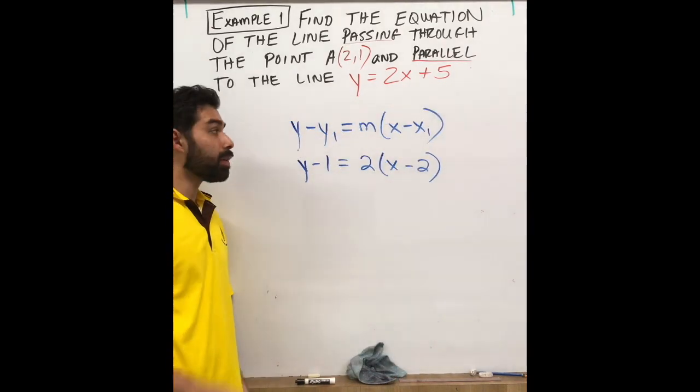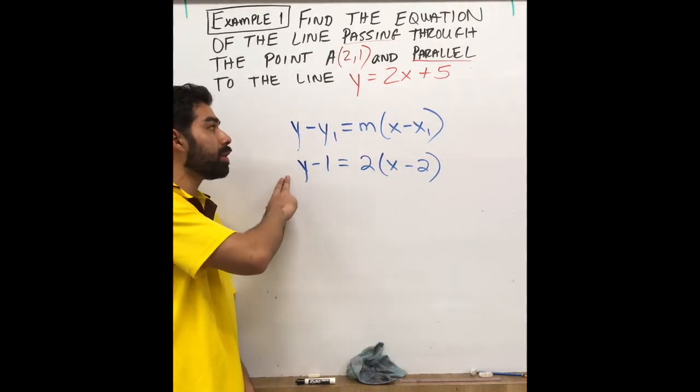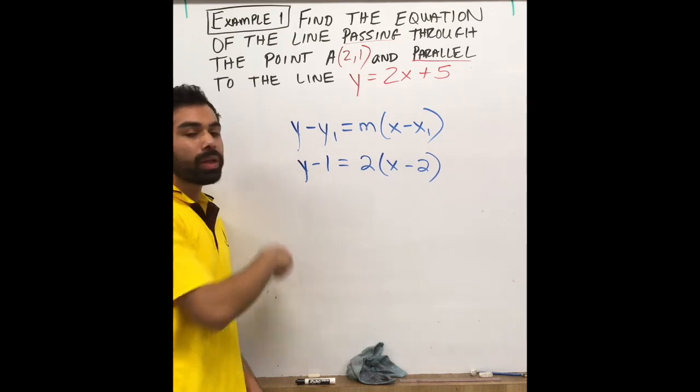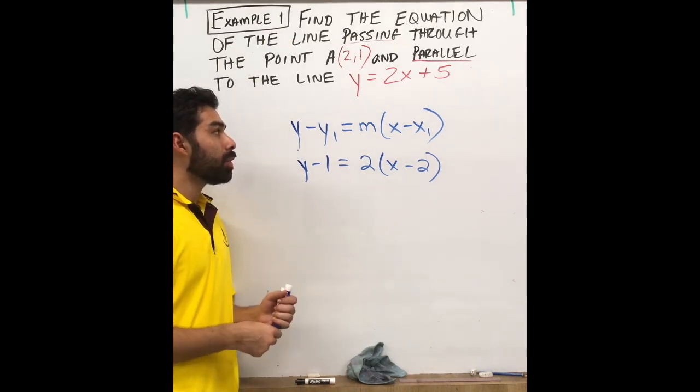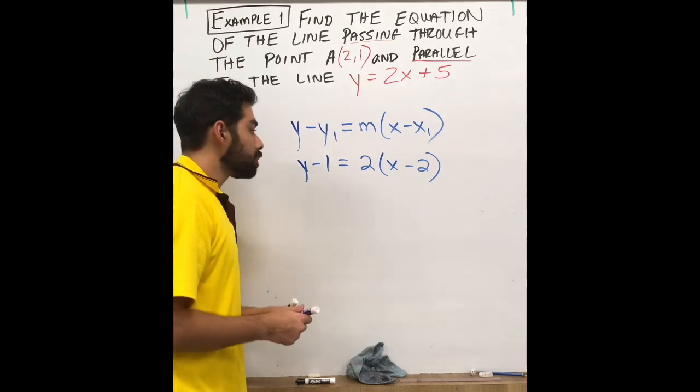All right, like I said earlier, there are two ways to do this. I've already started on the second way, which is using point-slope form. So I'll finish this up and you can see how our answers match up.